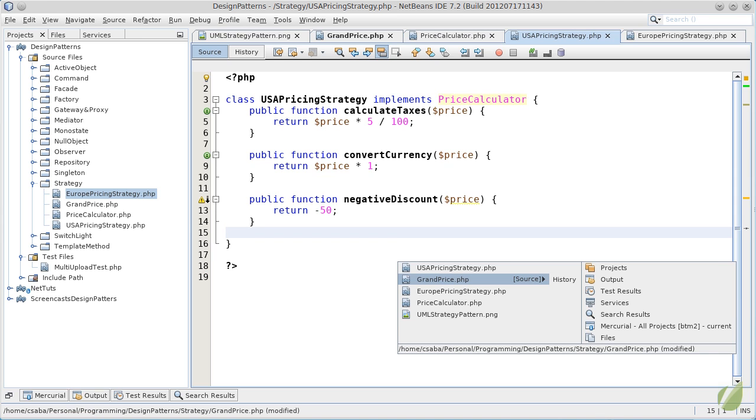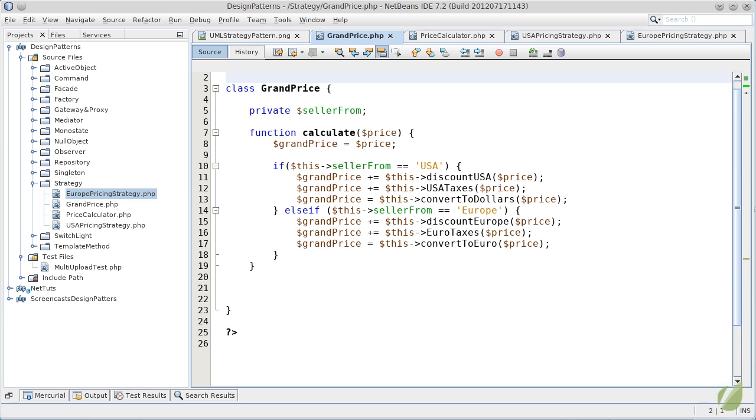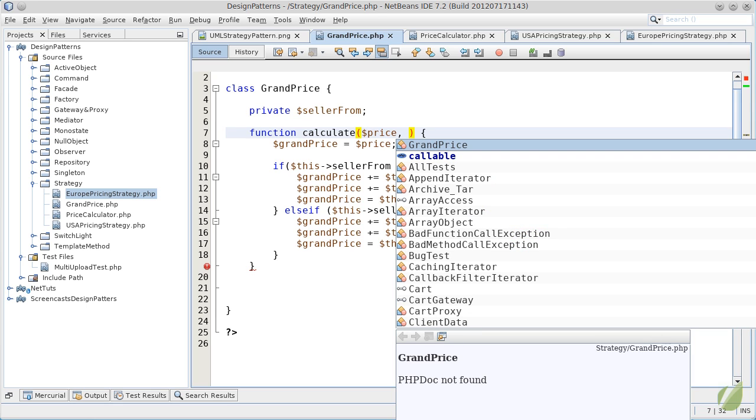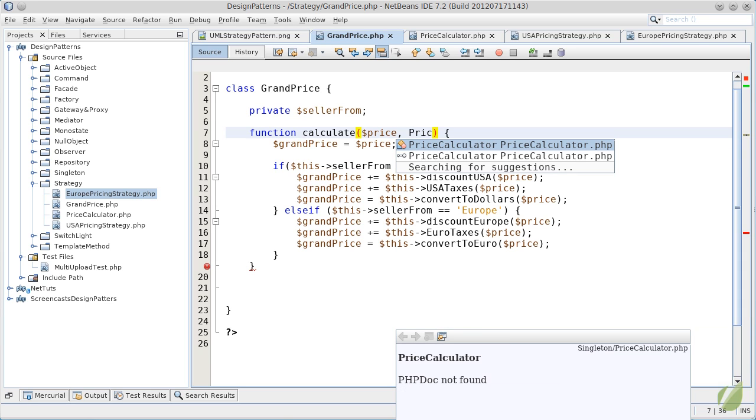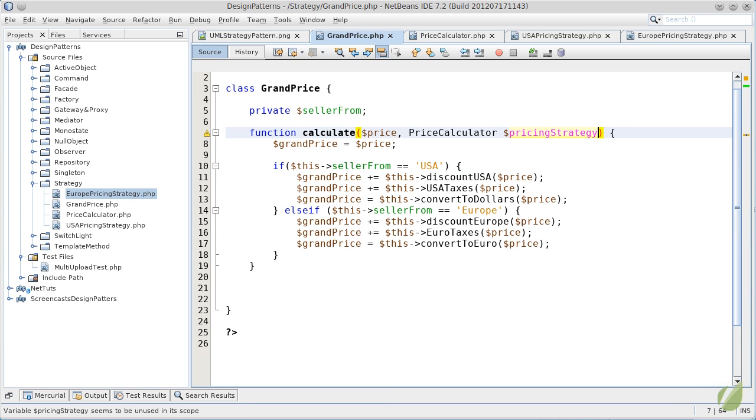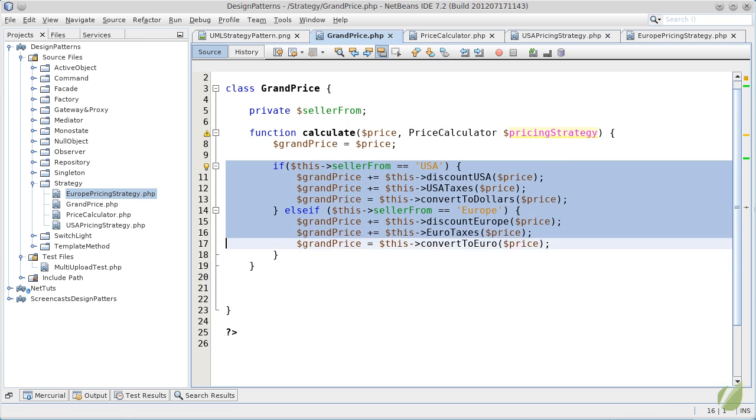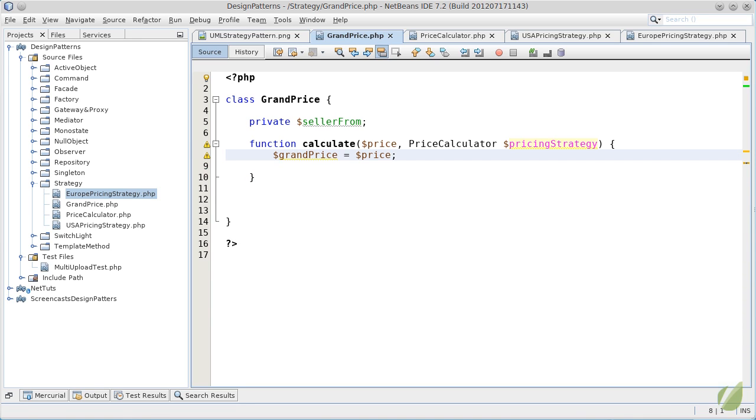Now, back in our grant price calculator, what we can do is expect a second parameter, not only the price to calculate, but a strategy to use to do so. To be sure we are getting the right object, we will force this to be a price calculator type. Now, instead of using all these if statements and calls, we will delete everything because we know that all the knowledge about how to calculate these pricings and taxes and discounts come from a pricing strategy.